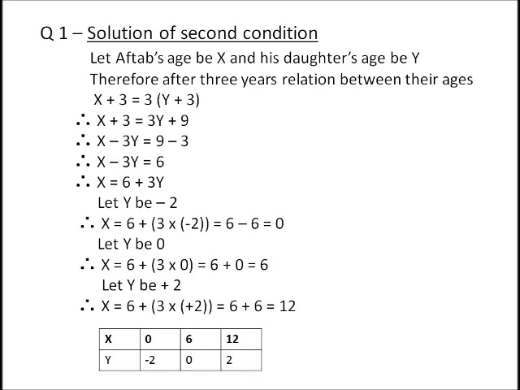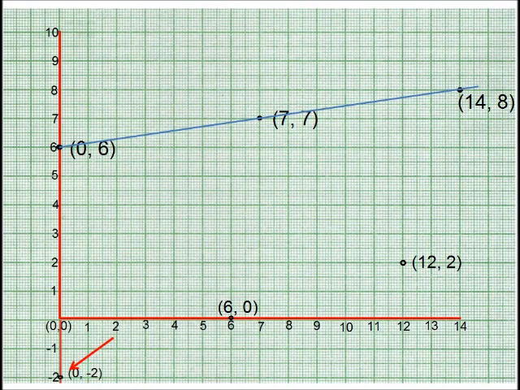Now putting the values of y and their corresponding values of x in tabular form, we get x is equal to 0, 6, 12 and y is equal to minus 2, 0, 2. Therefore, there are 3 sets of values. First is 0, minus 2, second 6, 0 and third is 12, 2.